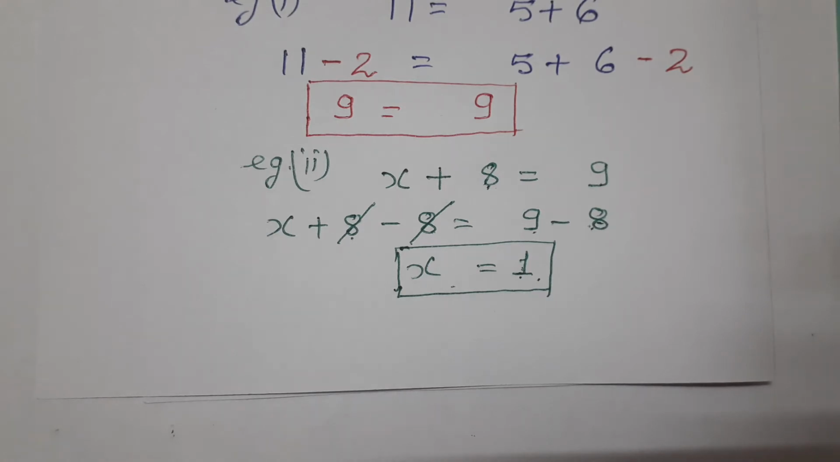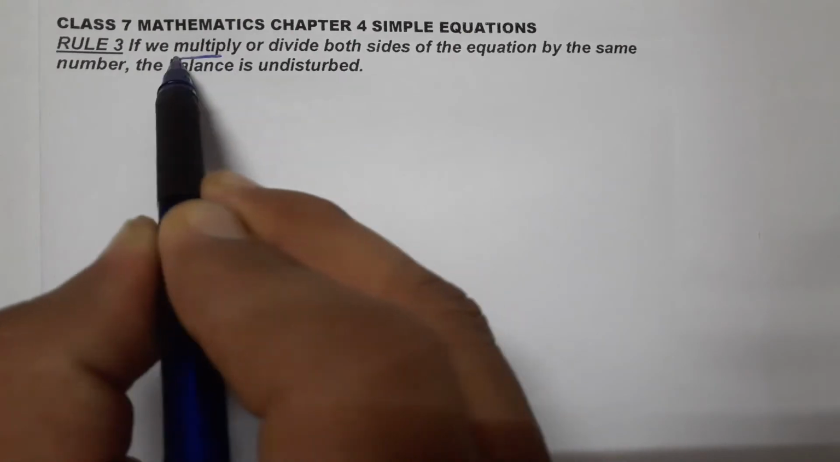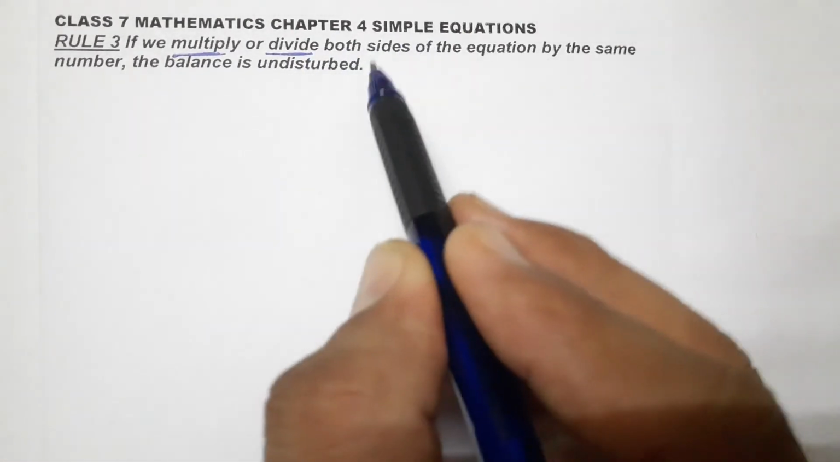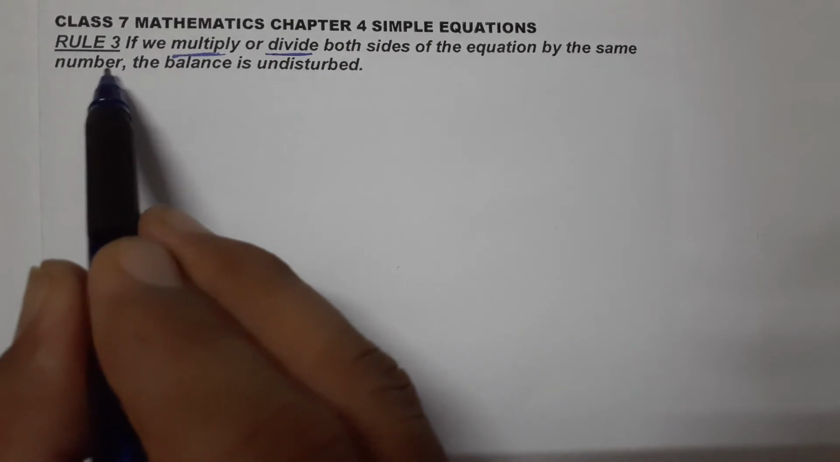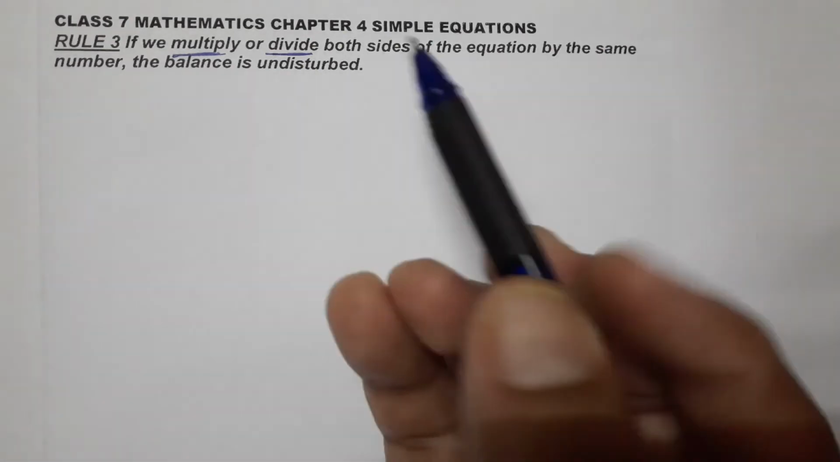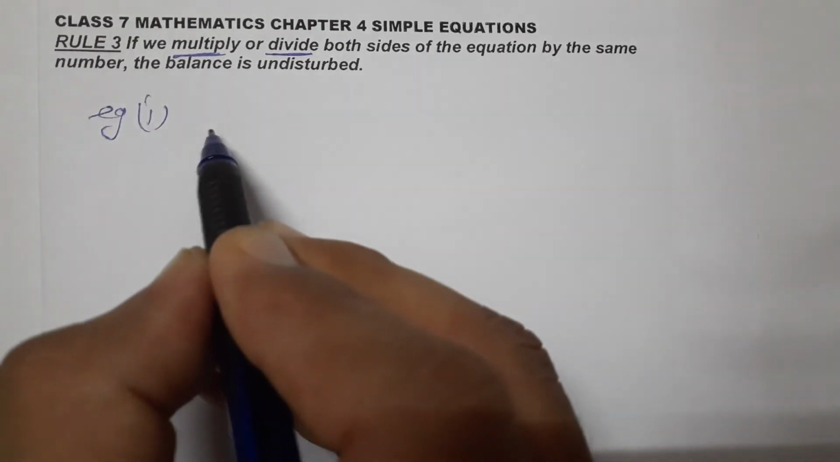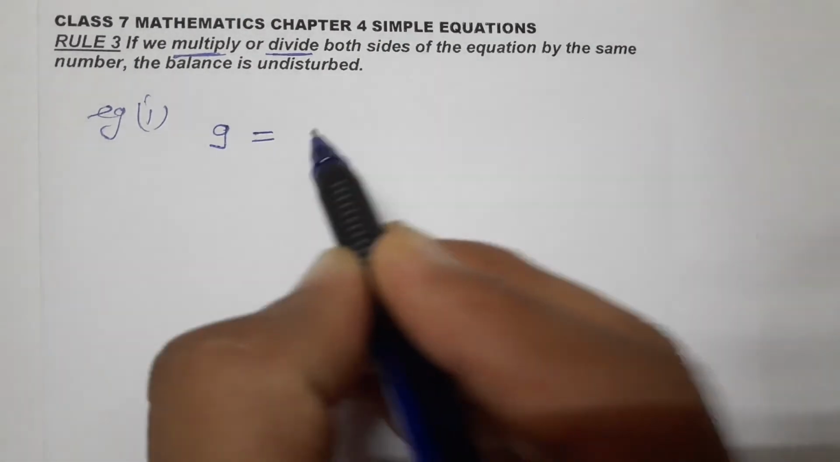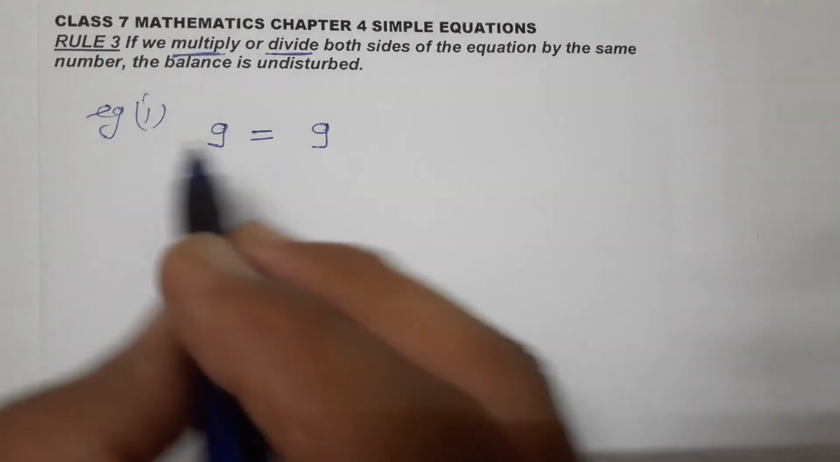Now we'll see the third rule. If we multiply or divide both sides of the equation by the same number, every time remember you have to multiply or divide by the same number, the balance is undisturbed. So let's take one example. 9 equals 9. We know this one. This is a balanced equation, a numerical equation.